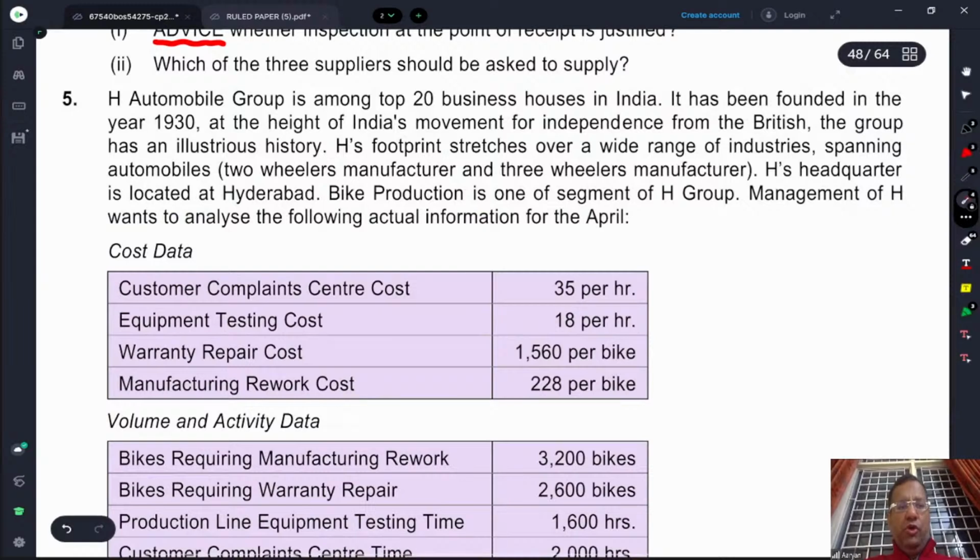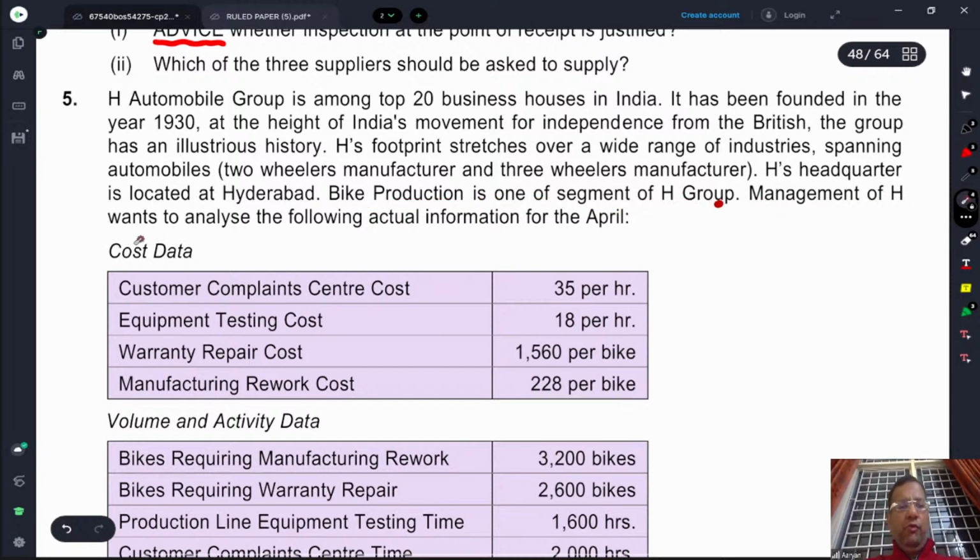H Automobile Group is among 20 business houses in India. It was founded in the year 1930 at the height of India's movement for independence from the British. I'm making a newspaper reading. The group has an illustrious company footprint that stretches over a wide range of industries, spanning automobile, two-wheeler manufacturer and three-wheeler manufacturer. Company's headquarters is located at Hyderabad. Bike production is one of the segments of the group.